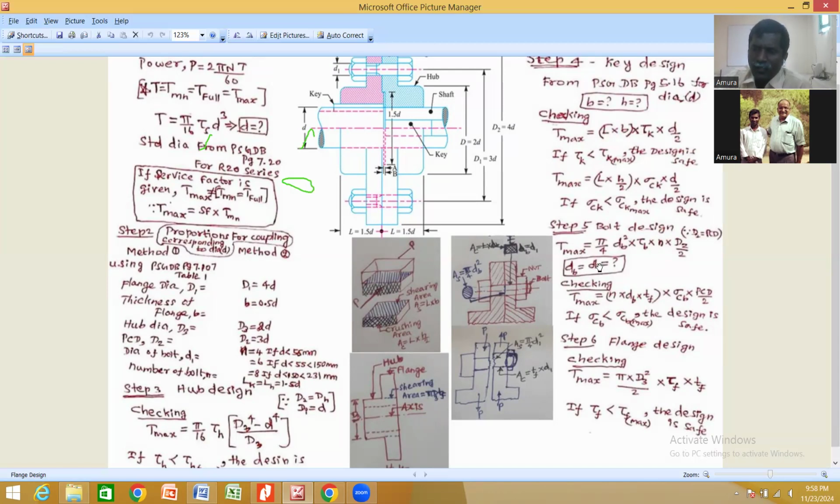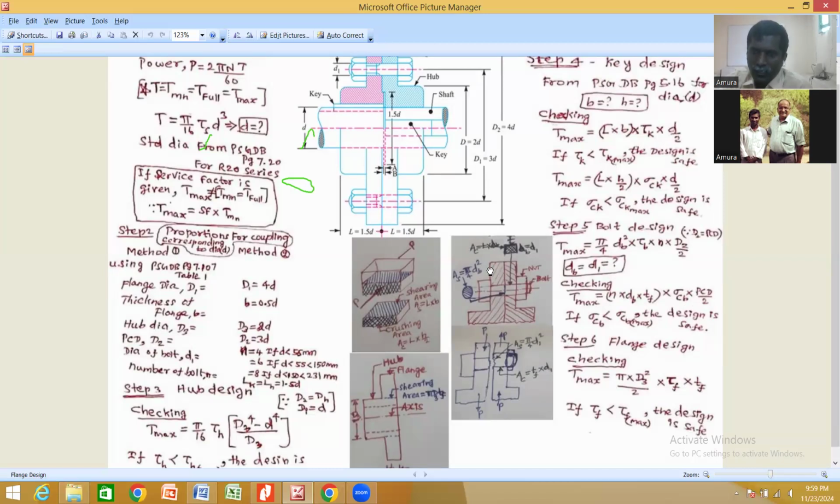But anyway, for any dimension, we need to check the capacity of the particular component. So we are taking the diameter value, whether it suits the application or not, by checking the compressive stress of the bolt. For that, I have taken this formula, T max equals N into diameter of the bolt into thickness and sigma CB into PCD. How I have got this formula?